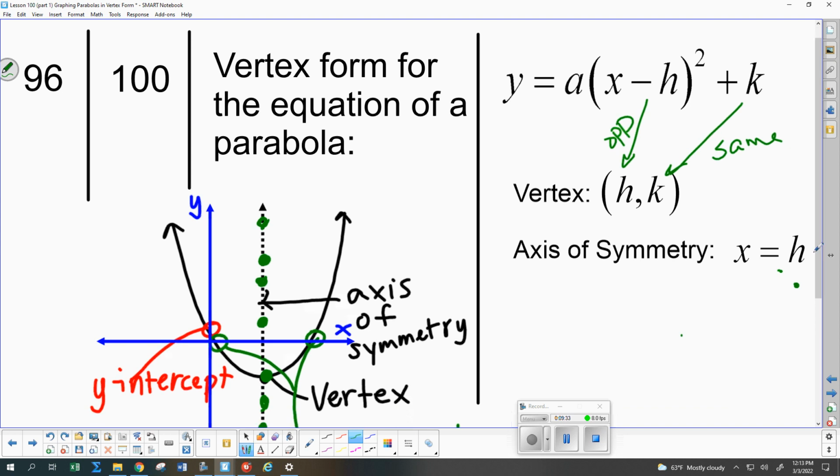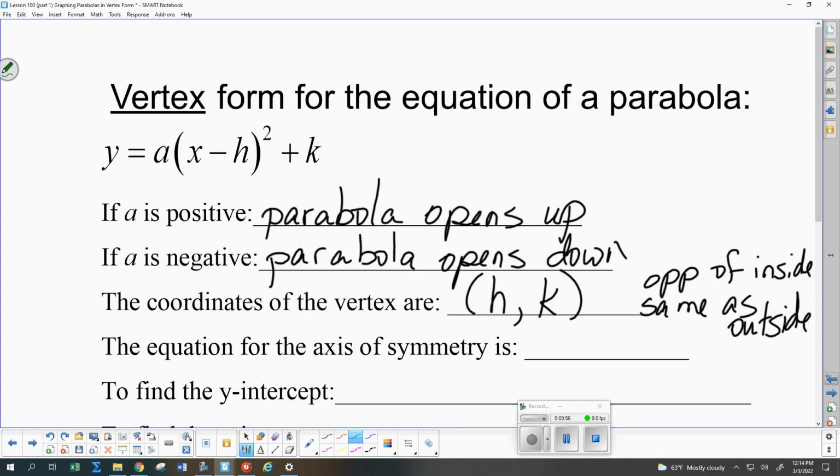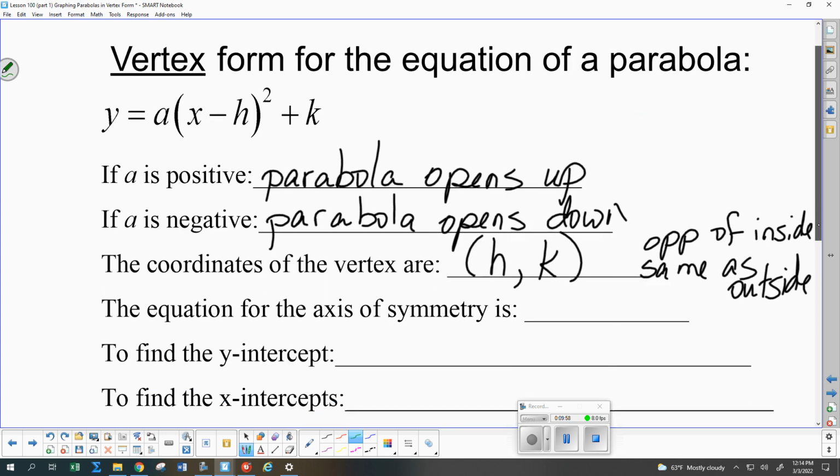We are also going to be talking about x and y intercepts, but we've already been doing that. The y-intercept is going to be 0, something. The x-intercepts are something, 0. Anybody still copying things from this slide? Okay, so we want to go back to this page and fill in a little bit more.